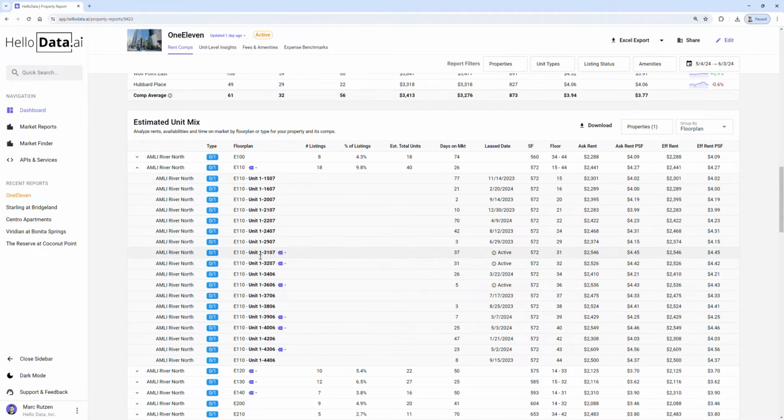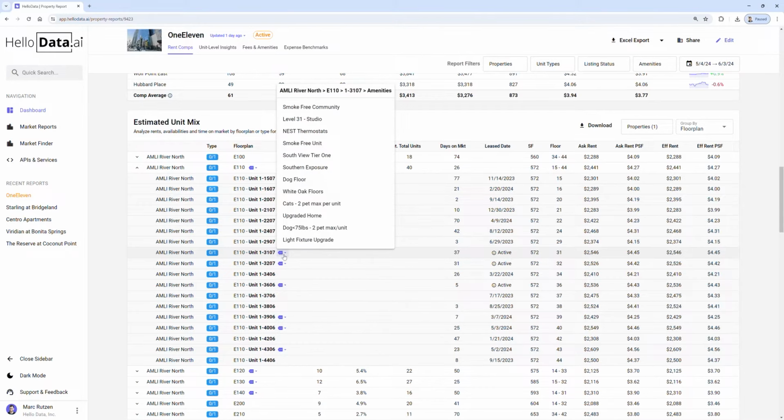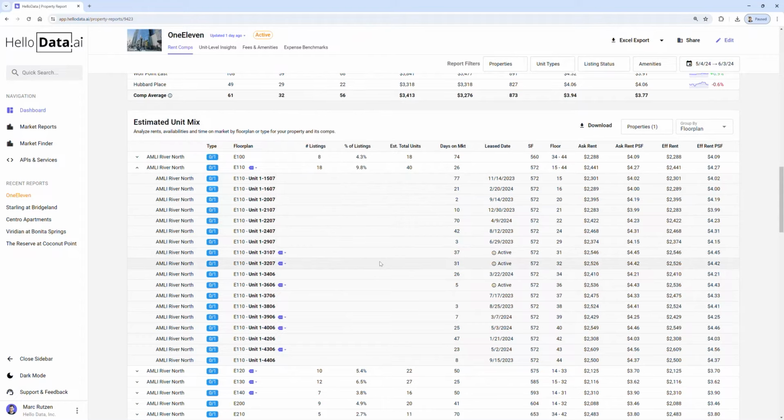Now, what's great about these tags here, you probably noticed this is present on this property, but not on the previous one we looked at. Well, this actually shows the unit level amenities. So we can see specifically what things they're advertising on the property website for this particular unit. So we can see it's a light fixture upgrade, upgraded home. They're basically, this is a renovated unit. And it seems like it's got a nice view being on level 31, right? So all of that factors into the price that they're able to achieve.